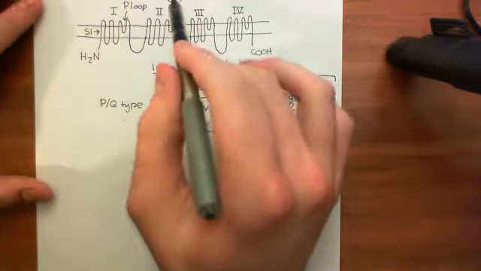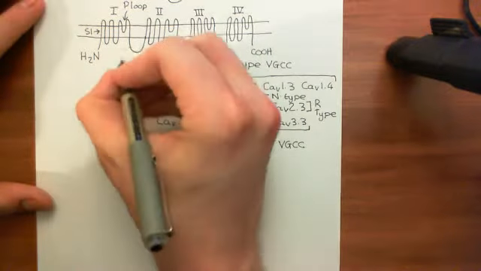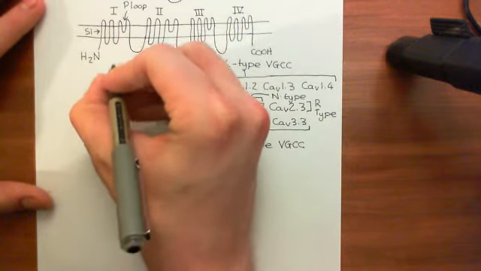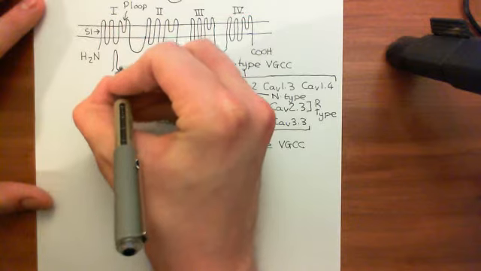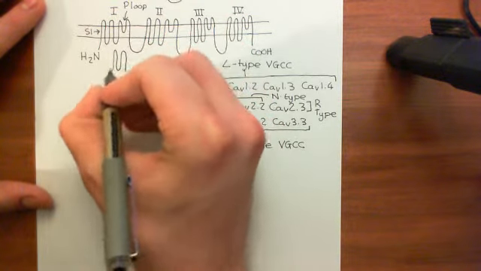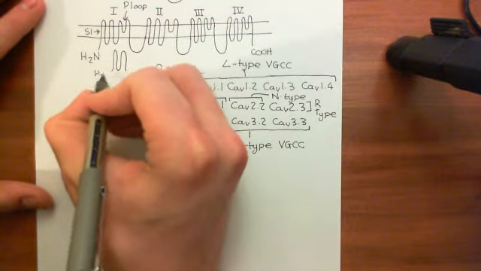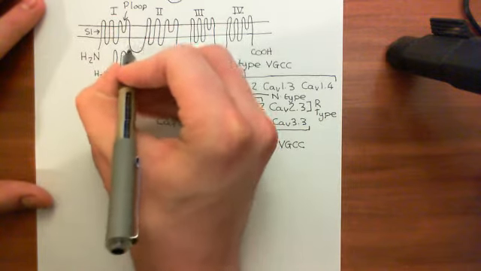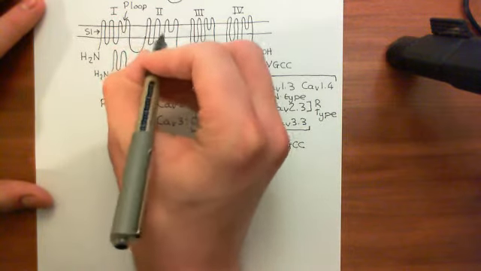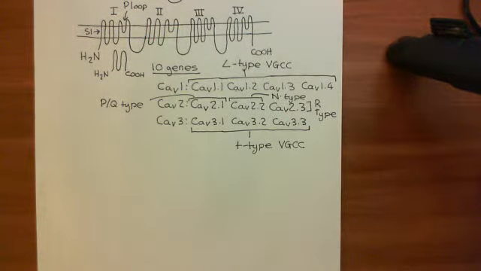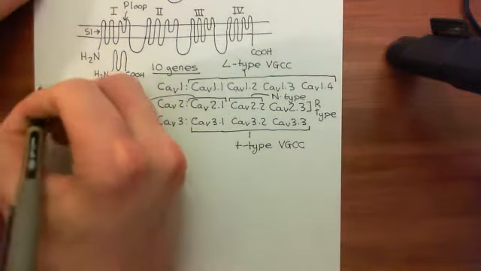So let's now have a look at the beta subunit. The beta subunit binds to this loop between domain 1 and domain 2, and it has within its structure 4 alpha helices. Now they are not membrane spanning alpha helices, but they're still alpha helices. Okay, so here's the amino terminus, here's the carboxylic acid terminus, and basically it binds to the loop between domain 1 and domain 2.